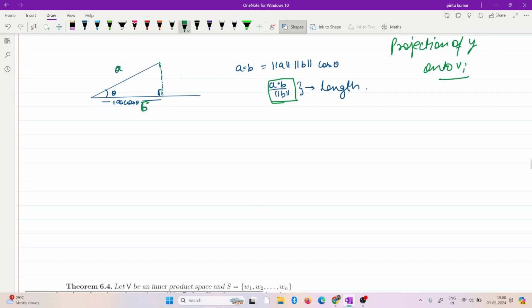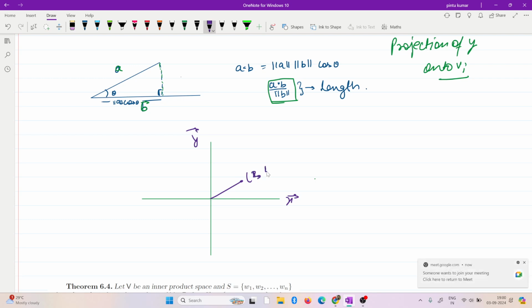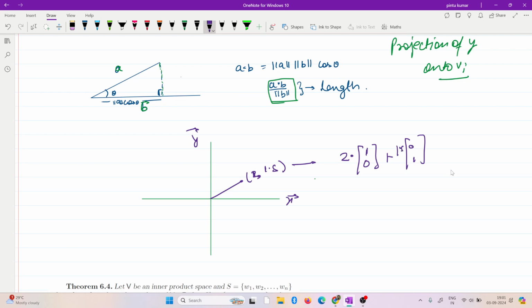Just to solidify things, let's say you have a two-dimensional space. So this is the x-axis, this is the y-axis, right? If you write a vector, let's say this is 2 comma 1.5. Let's say this is my vector. So when you write 2 comma 1.5, what does this mean? This actually means 2 times (1, 0) plus 1.5 times (0, 1), right? This is what it means.